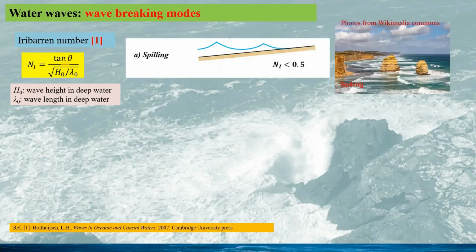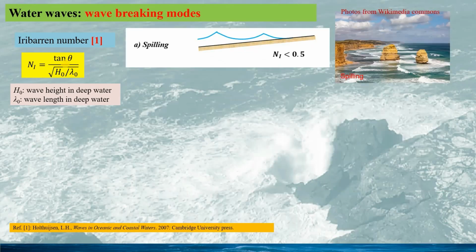So for different slopes of the beach and different wave heights and wavelengths, we may have different wave breaking modes. On beaches of a small slope, where the equilibrium number would be small, say less than 0.5, the wave breaking would be spilling, as seen in this picture. The wave breaking happens when the crest spills forward until it is all white water, thus the wave energy dissipates.